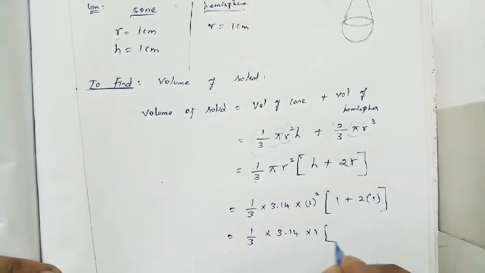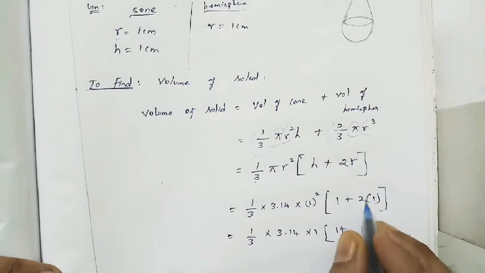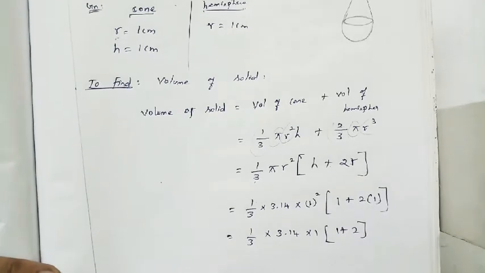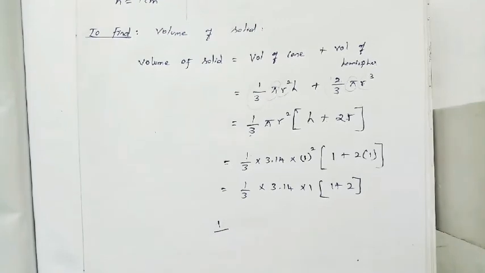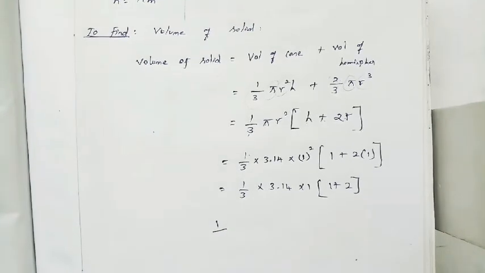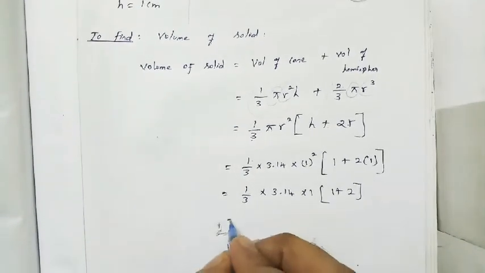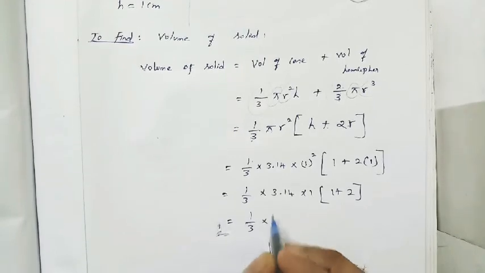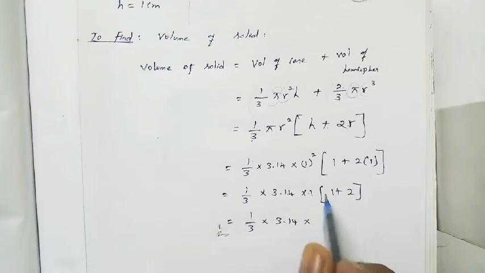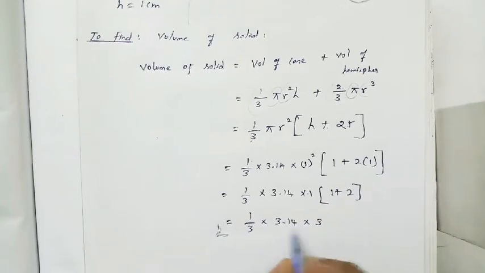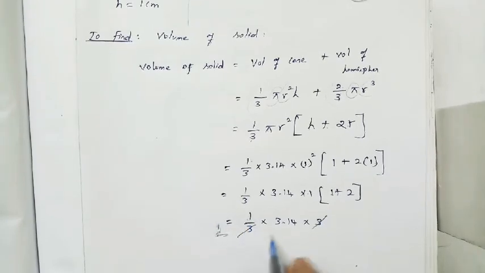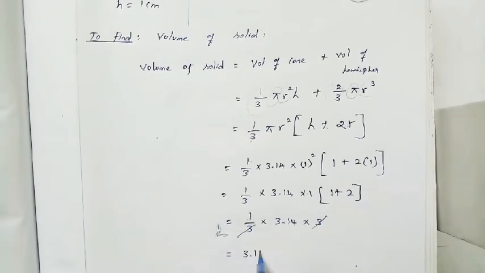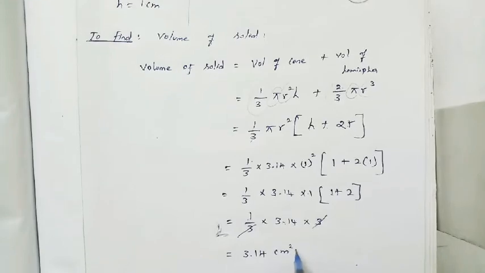Into 1, right? 1 plus 2 into 1, 2, right? Sorry. Is equal to 1 by 3 into 3.14 into 1, 3.14, right? Into 1 plus 2, 3, right? This 3 will get cancelled, right? 3 cancel. So 1 into 3.14, 3.14 centimeter square.